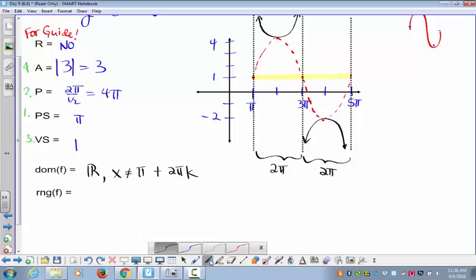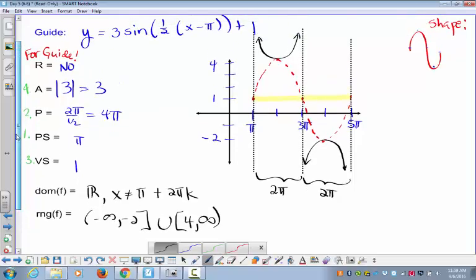Range. Range, y-axis, start down below, coming up. Stops at -2. No range values until you get back up to 4. So -infinity to -2 inclusive, bracket, union, 4 to infinity. So elegant, this trigonometric graphing stuff.